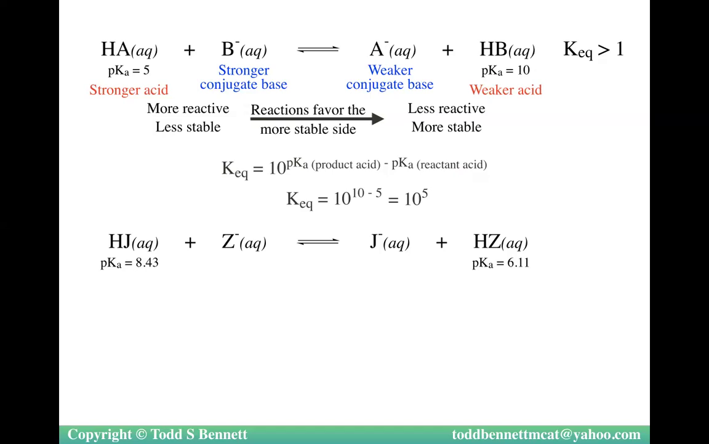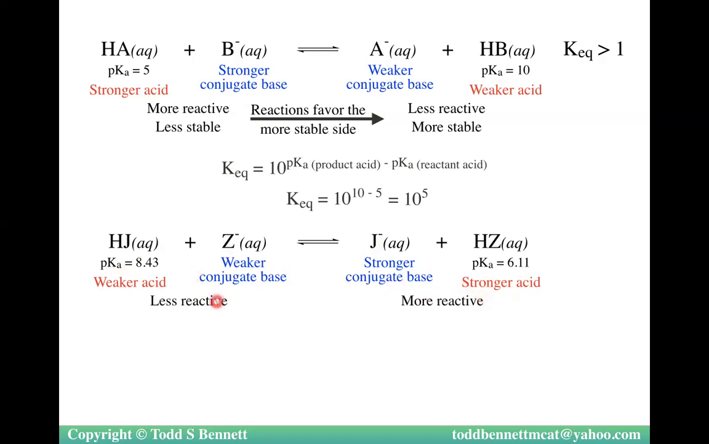10 to a negative number is unfavorable. So let's see how this works. So weaker acid, stronger acid. Conceptually speaking, the stronger acid will have a weaker conjugate base. The weaker acid has a stronger conjugate base. Stronger, stronger, that's more reactive. Weaker, weaker, less reactive. Less reactive is more stable. More reactive is less stable. So it's going to go in the reverse direction. We predict K equilibrium is less than 1 based on the conceptual perspective.